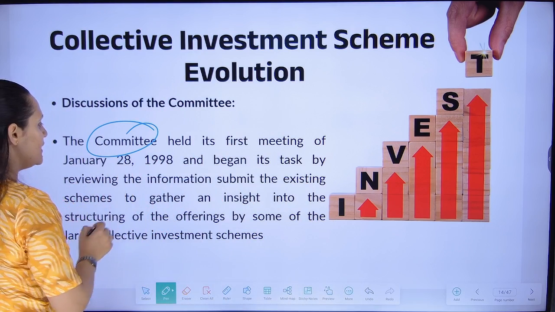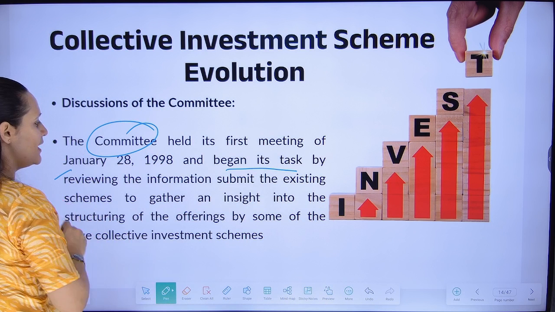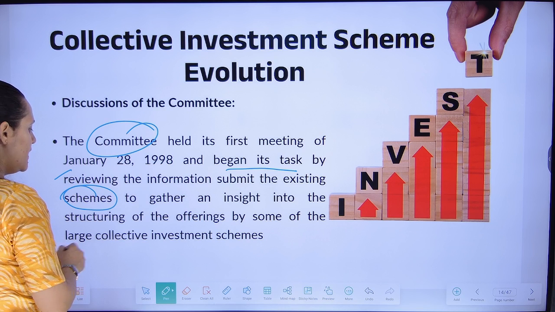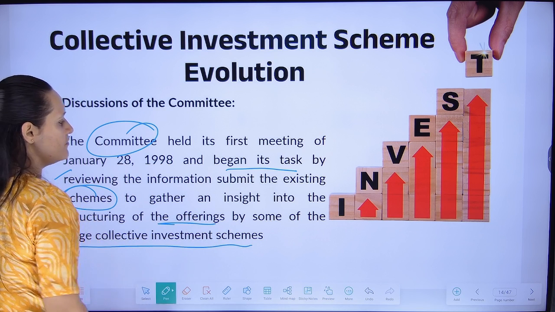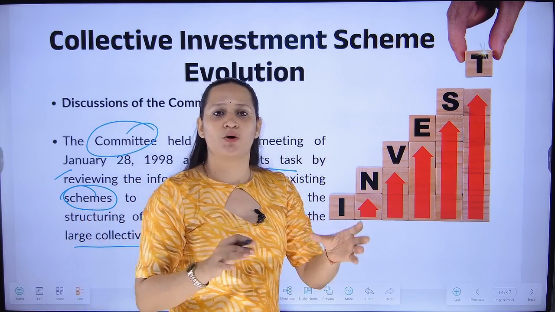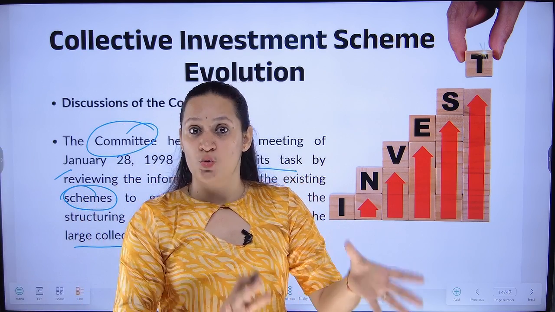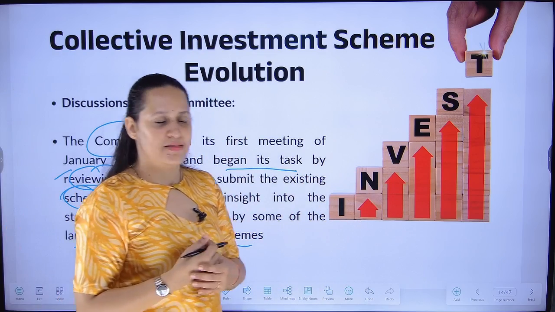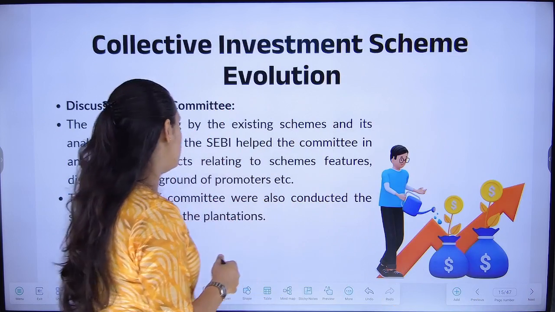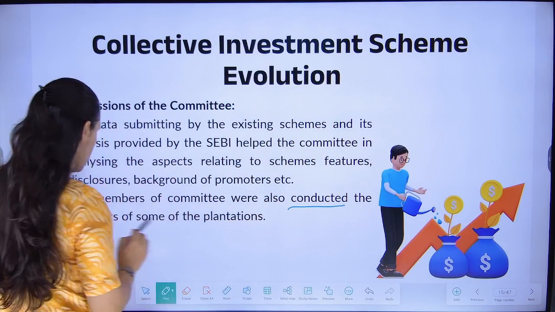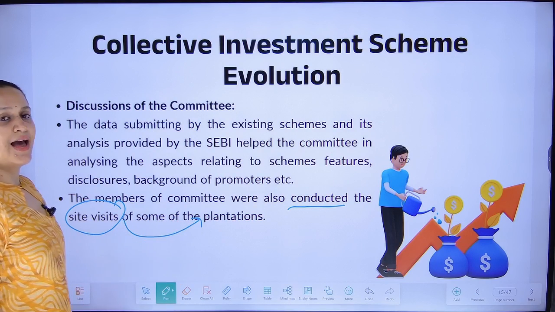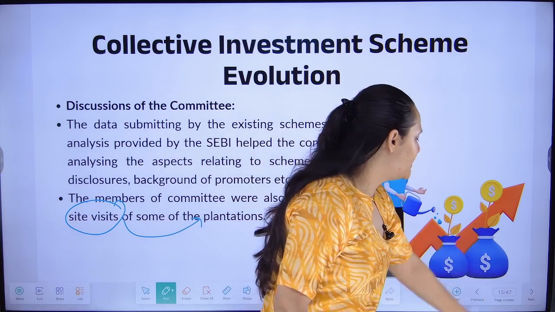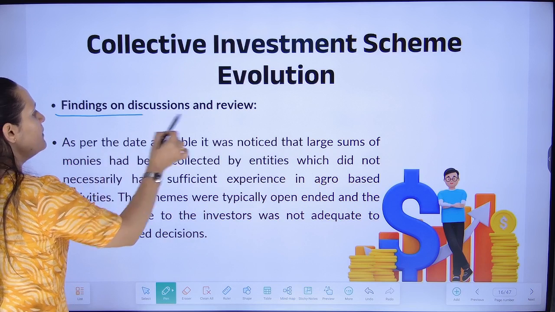The committee held its first meeting and began its task by reviewing the information already submitted on existing schemes and the structure of the offerings by some of the large collective investment schemes. So they had a lot of data available about the existing schemes, what is going right, what is going wrong. Based on that, they reviewed and analyzed the information they had got. That is what they did in the first meeting. Apart from this, they also conducted a lot of site visits to these plantations to analyze the on-ground situation of these schemes. After all these detailed investigations, they submitted a report.